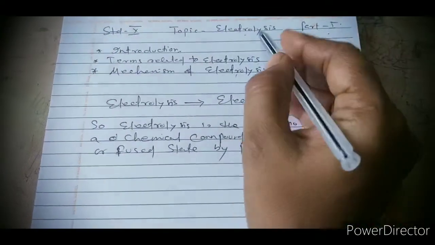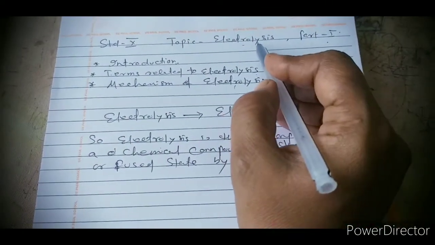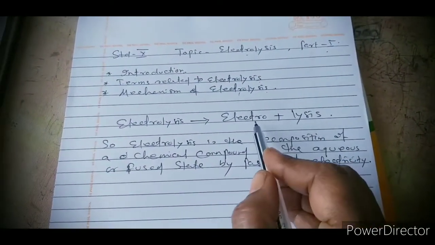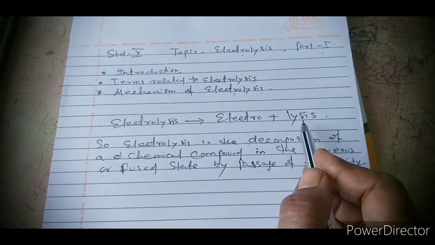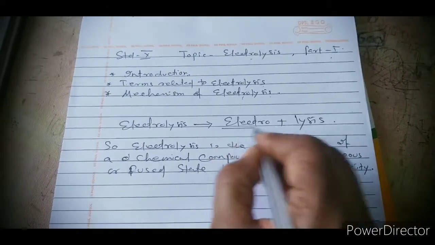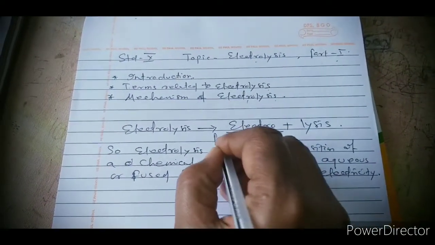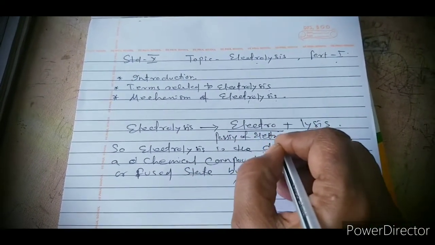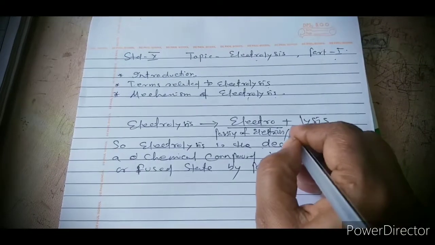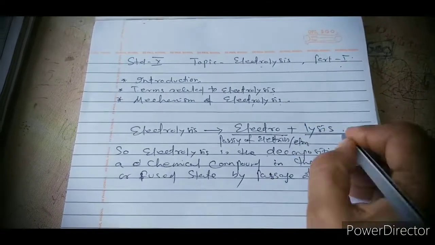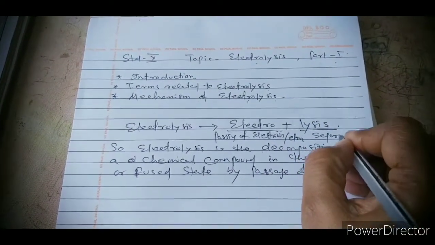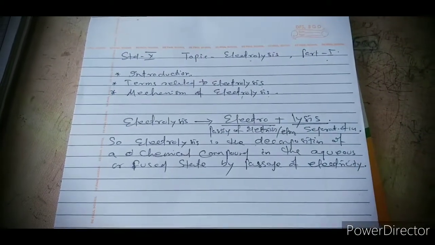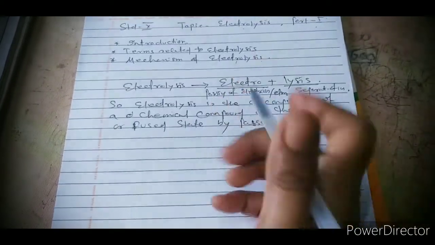What is actually electrolysis? The name itself tells us. It is the combination of two words: one is electro, another one is lysis. What is the meaning of electro? Electro means passing of electricity, or the electrons. Lysis means separation of ions. So all together it combines to give the definition of electrolysis.